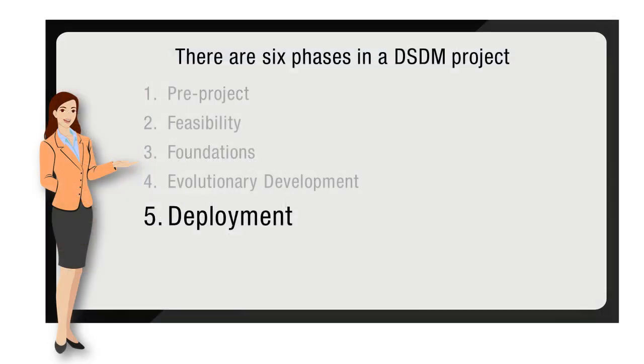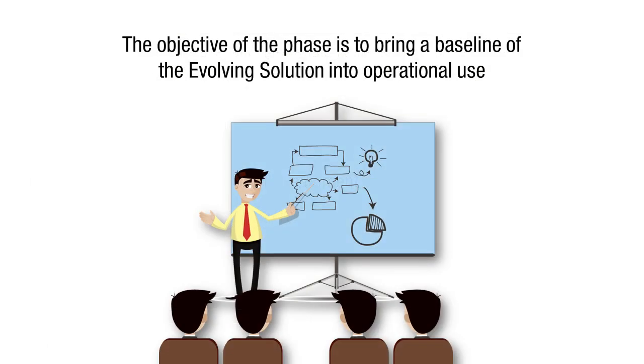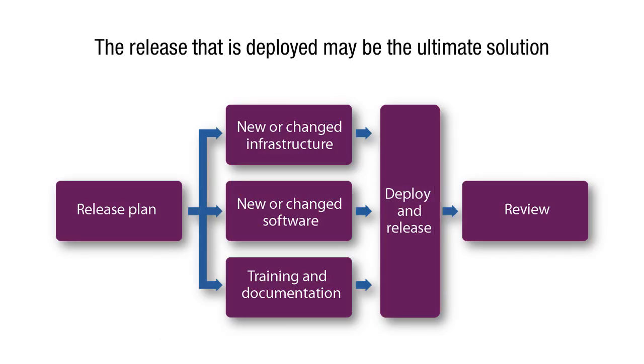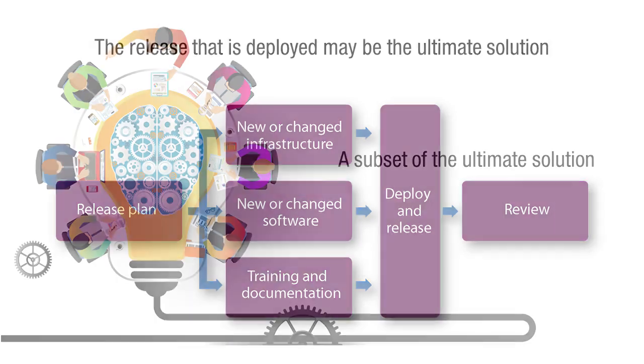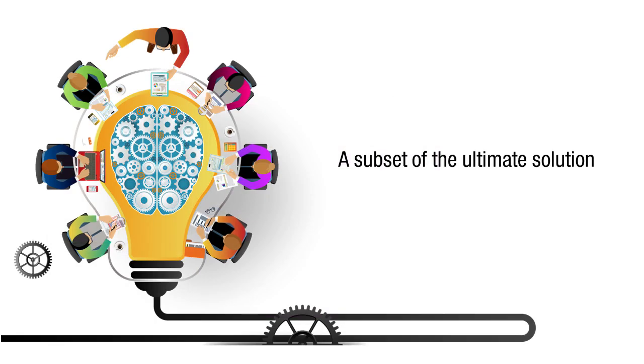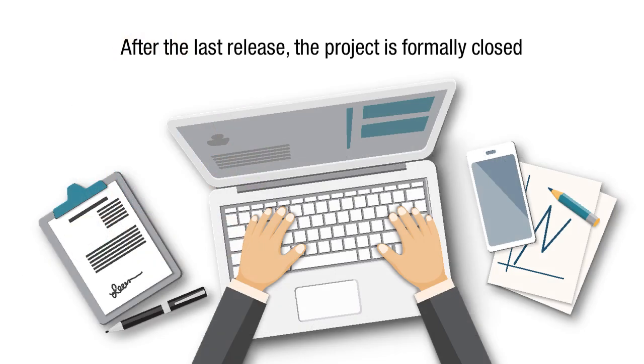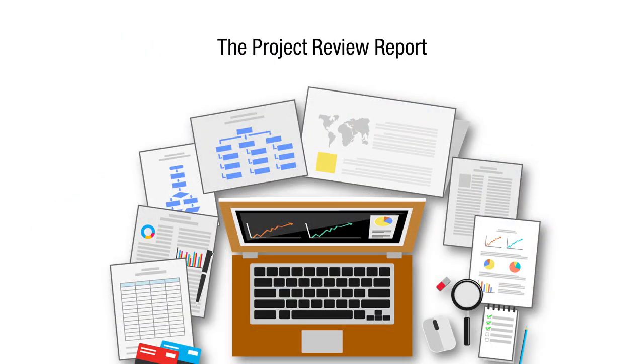Deployment is the fifth phase we will discuss. The objective of the phase is to bring a baseline of the evolving solution into operational use. The release that is deployed may be the ultimate solution or a subset of the ultimate solution. After the last release, the project is formally closed. The project review report is typically a single document that is updated incrementally at the end of each project increment.